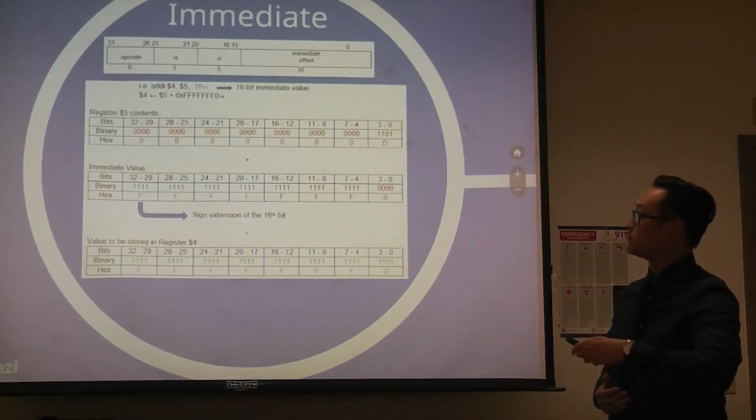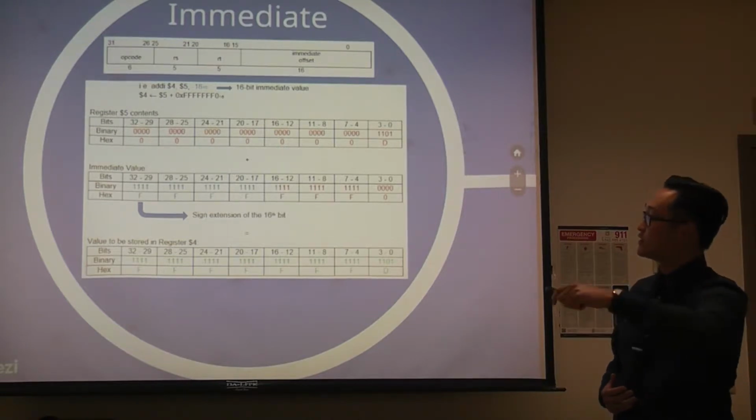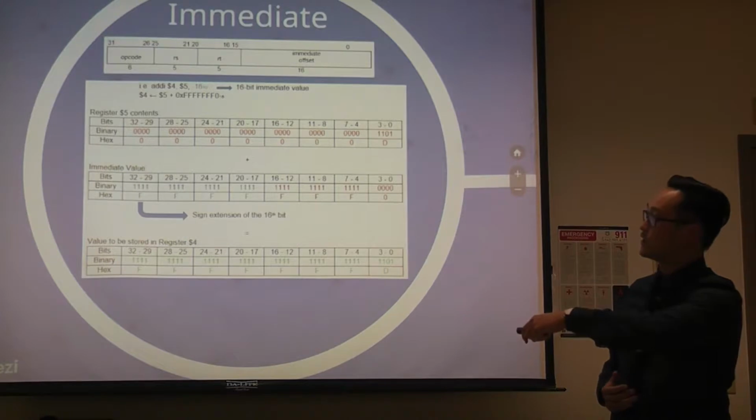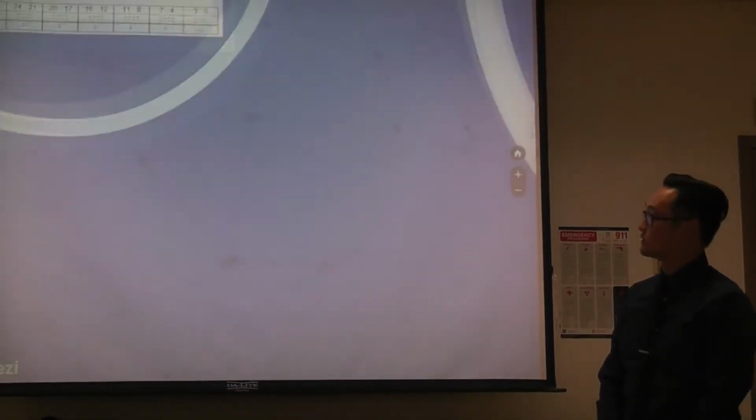When we add the two values, it becomes FFFFFFFD. So this is 13, and this is negative 16, and the result is negative 3. Okay, and move on to the next one.